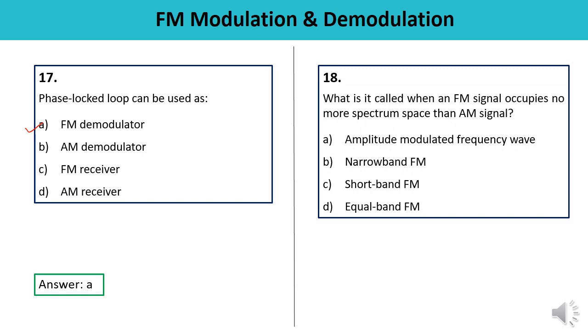Question number 18. When is it known as FM signal occupies no more spectrum space than AM signal. Options are amplitude modulated frequency wave, narrow band FM, short band FM, equal band FM. So here the answer is narrow band FM, B. A narrow band FM is one in which FM signal occupies the same spectrum space as its equivalent AM signal. Common FM radios use the narrowband transmission to reduce the spectrum space. So you have to mark the answer as B. Yes, this is the correct one.